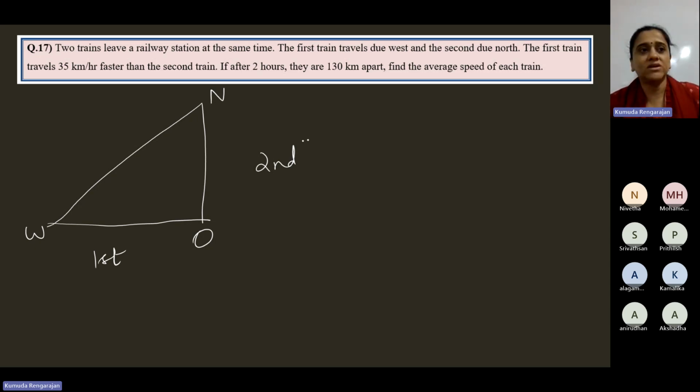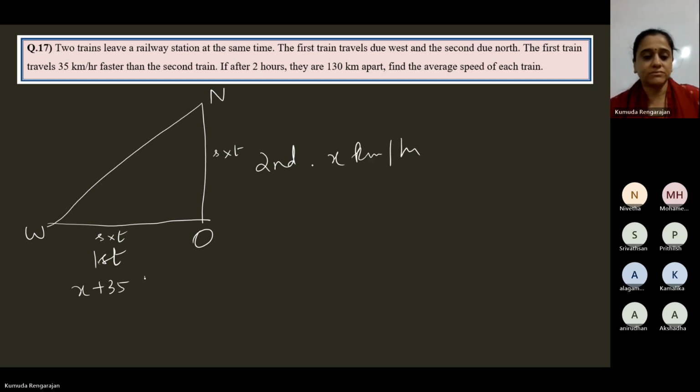And how do we find distance? Speed into time. So we should write speed into time here, speed into time here. Now it's given that the first train is 35 kilometers per hour faster. This one is faster, so x plus 35. This is the speed. So this is x, speed. And time is 2 hours. Time is 2 hours.